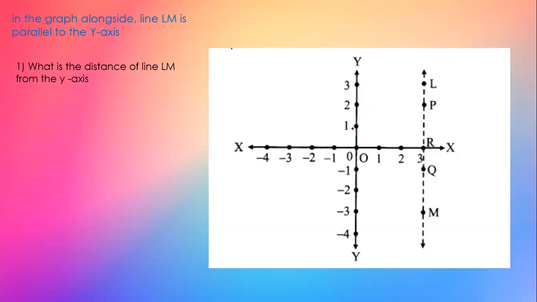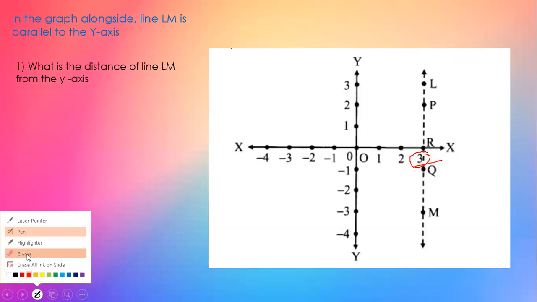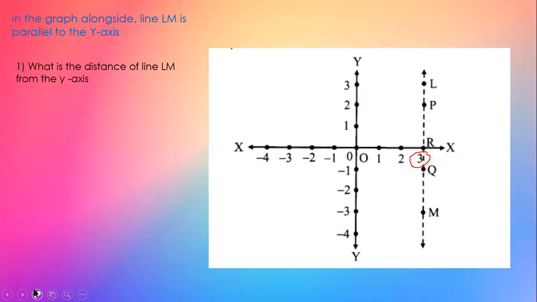Now, what we need to do is find the answers. First is, what is the distance of line LM from the y-axis? So here we can see this line, and what is the distance of this line from the y-axis? If you see here, LM is passing through 3. It means that its distance from the y-axis is 3 units. So the answer for this is 3 units.